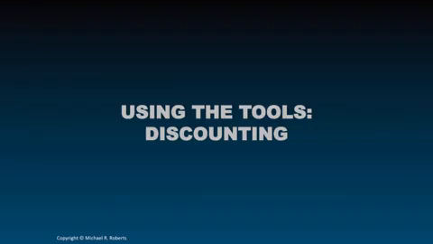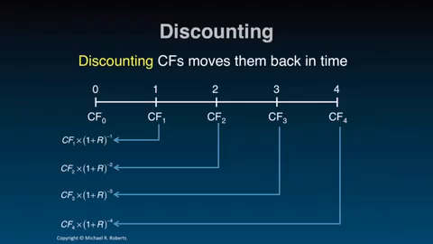All right, so how do we use the tools? Well, we're first going to focus on bringing cash flows back in time, and when we move cash flows back in time, that's called discounting. And so here's my timeline that we started out with. I'm simply illustrating that if I want to convert all of these cash flows from period 1 forward into time 0 units, what I do is apply my discount factor to each one.